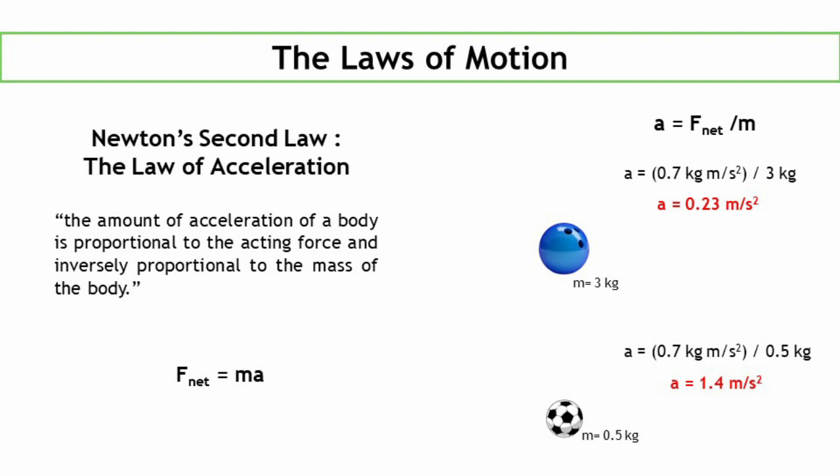Para naman sa acceleration ng soccer ball natin, same procedure lang din, pero ang gagamitin natin for the mass ay yung mass ng soccer ball. So, A equal to 0.7 kilogram meter per second squared divided by 0.5 kilograms, which is yung mass ng ating soccer ball. With this, we will get the acceleration of the soccer ball, A equal to 1.4 meter per second squared.